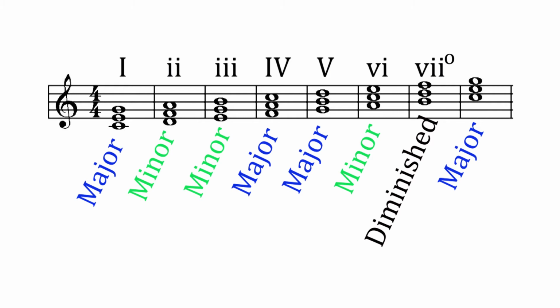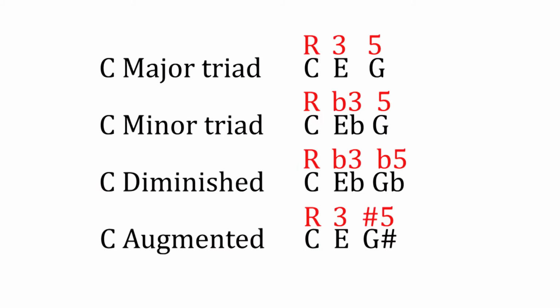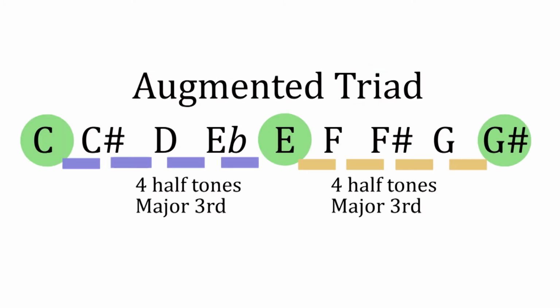The last triad to cover is the augmented triad. This is created by simply raising the fifth note of a major triad. So the major triad is C, E, G, whereas the C augmented triad is C, E, G sharp. The interval pattern is a major third and a major third.